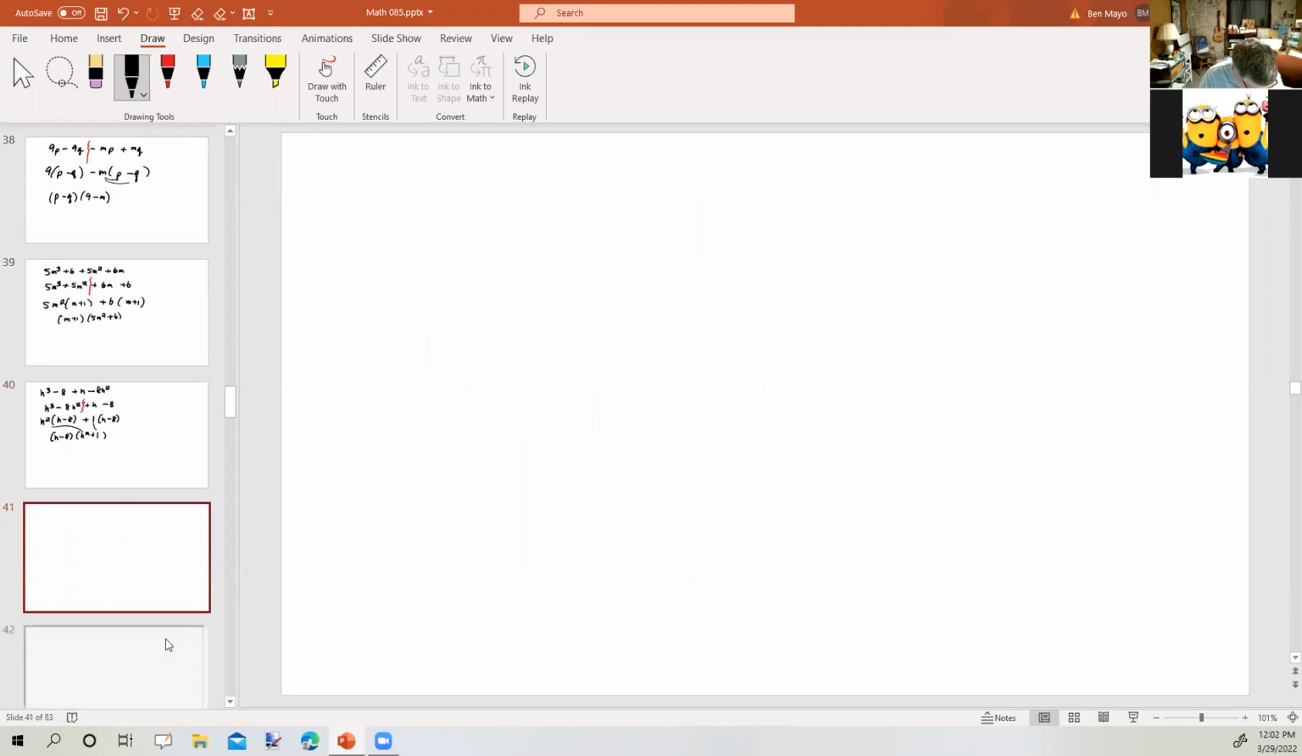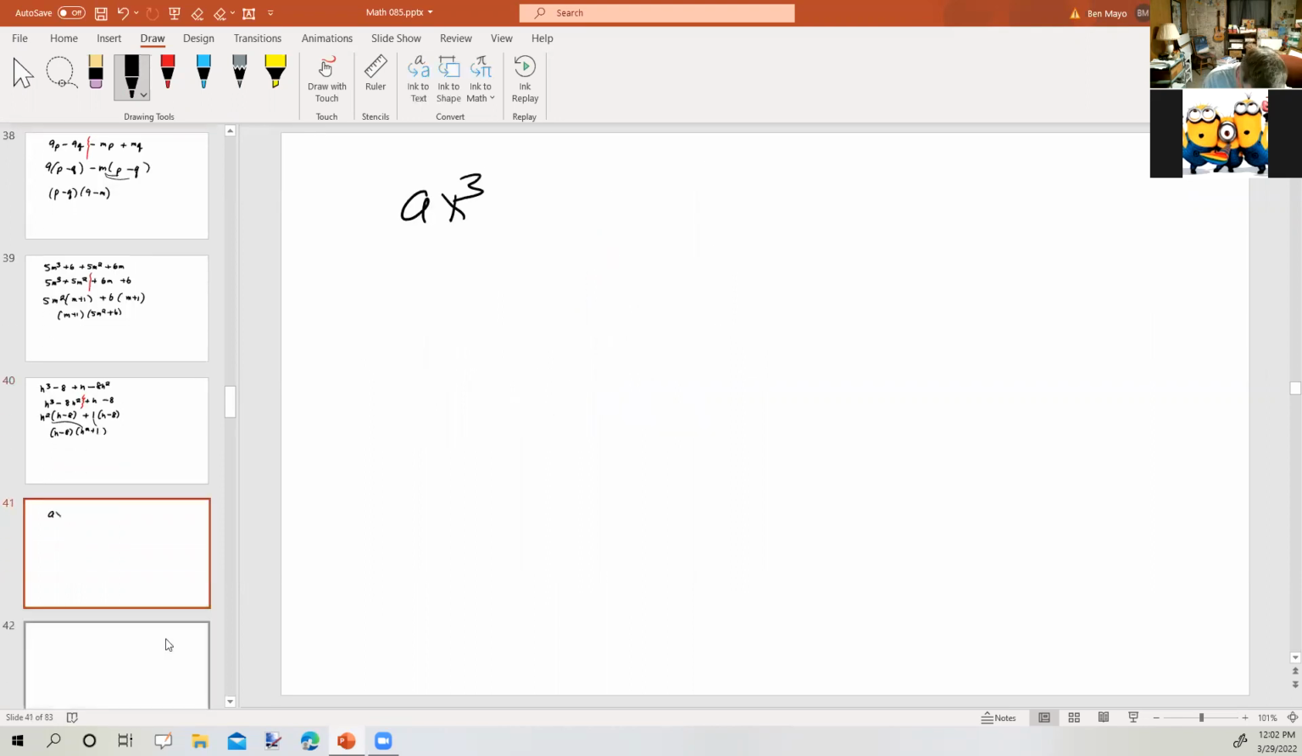Let's see here. ax cubed minus 2ax squared plus 5ax minus 10a. So here we have a polynomial with 4 terms.